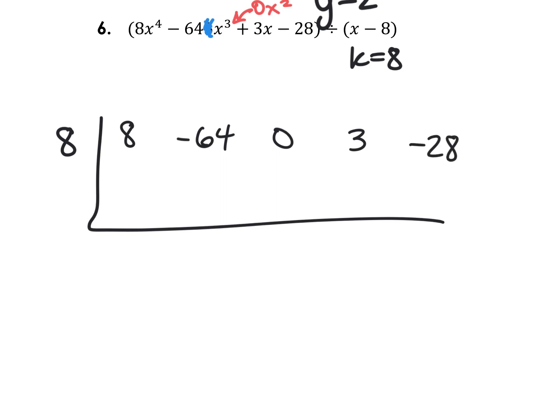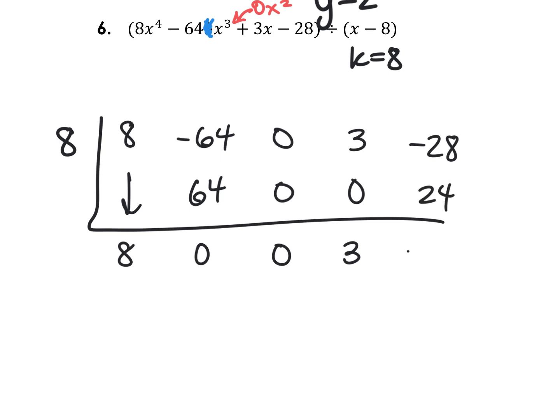If you have missing numbers, you need to fill them with a 0. And do the same thing. So bring down the 8, multiply, that's positive 64. Add, that's 0, fun. 8 times 0 is 0. Add, 0 times 8 is 0. 3 plus 0 is 3, and 3 times 8 is 24, which gives you a remainder of -4.